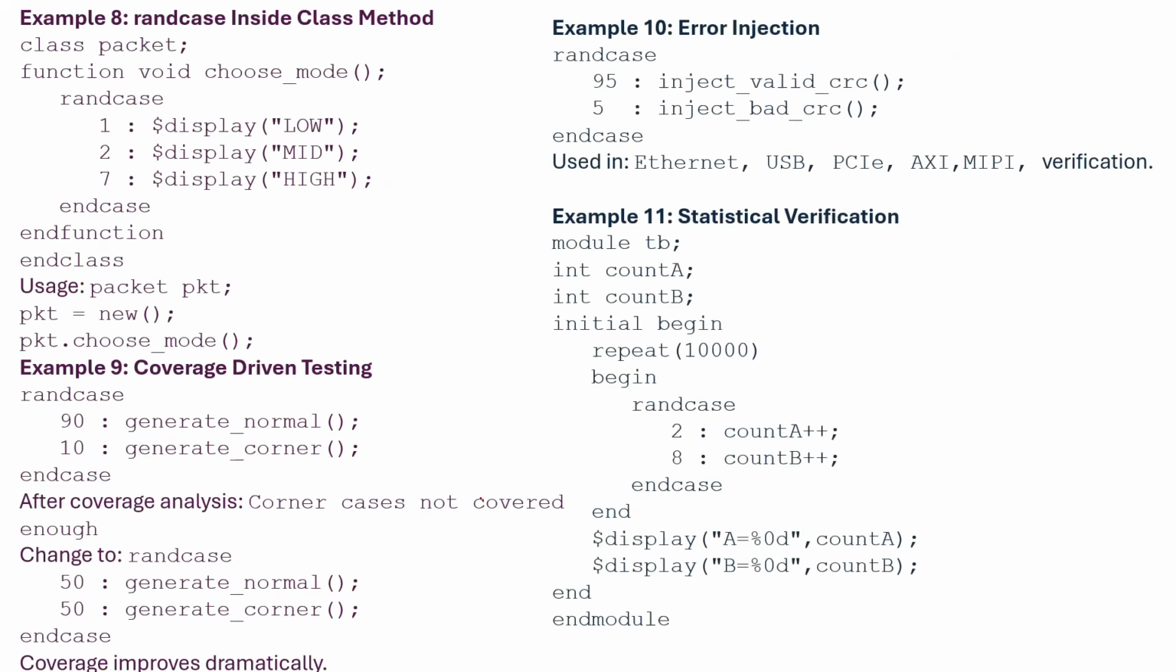Same thing, rand case inside the class. So inside the class also I'm using some rand case. So we are using some rand case inside this class. The class is a packet, and inside that there is a function, void choose mode. It's a method I am applying.